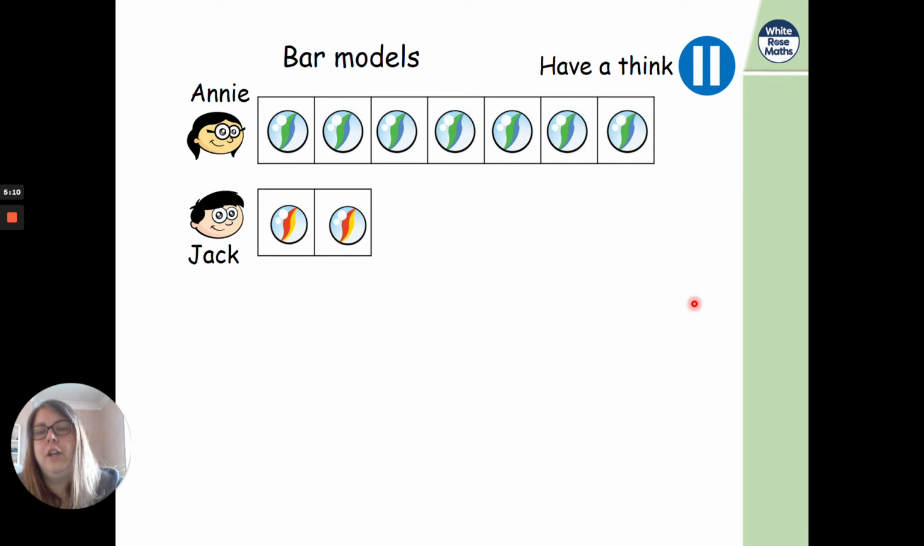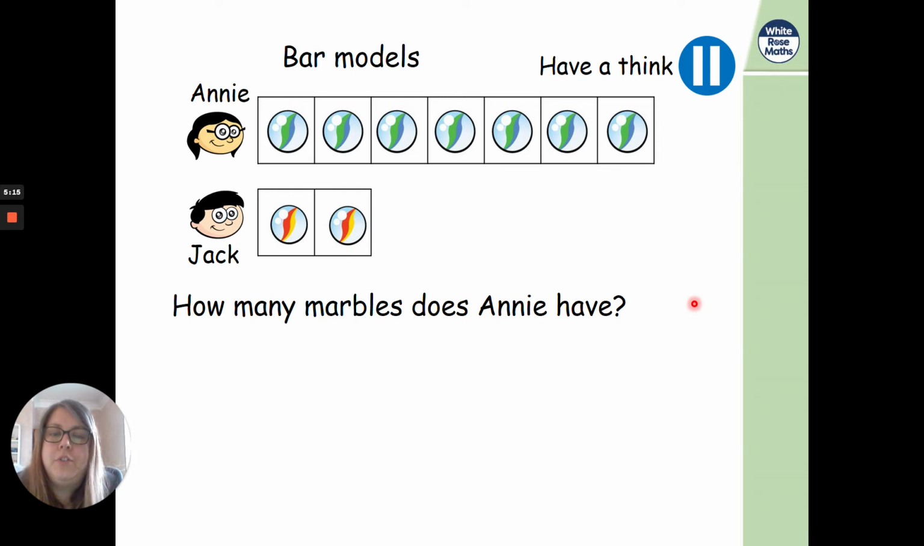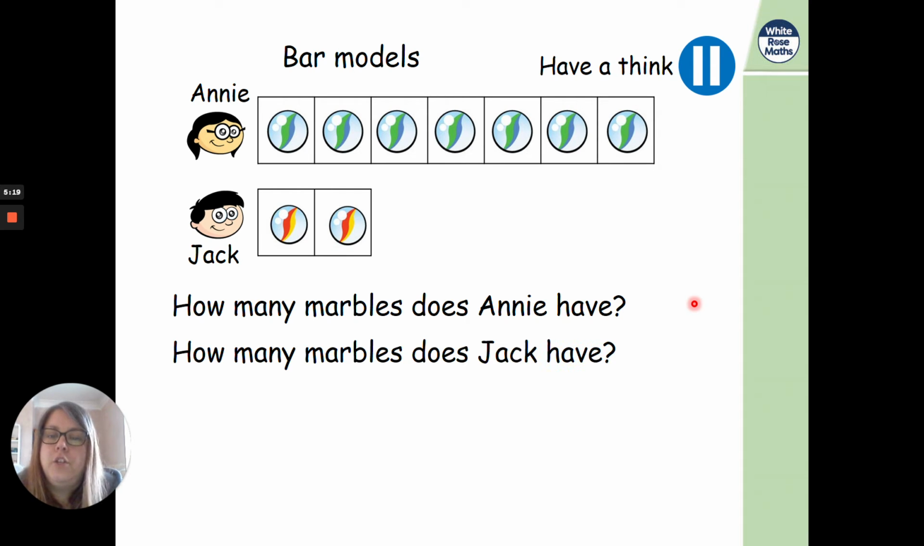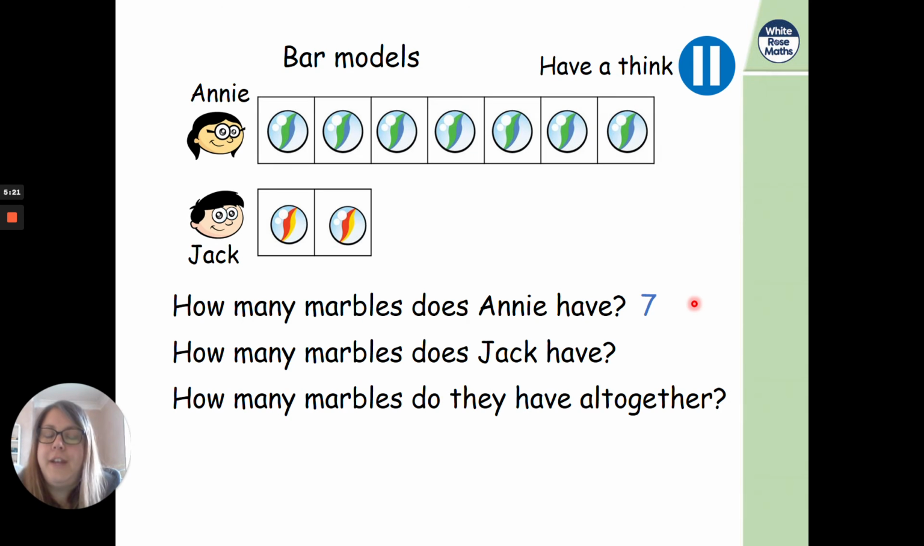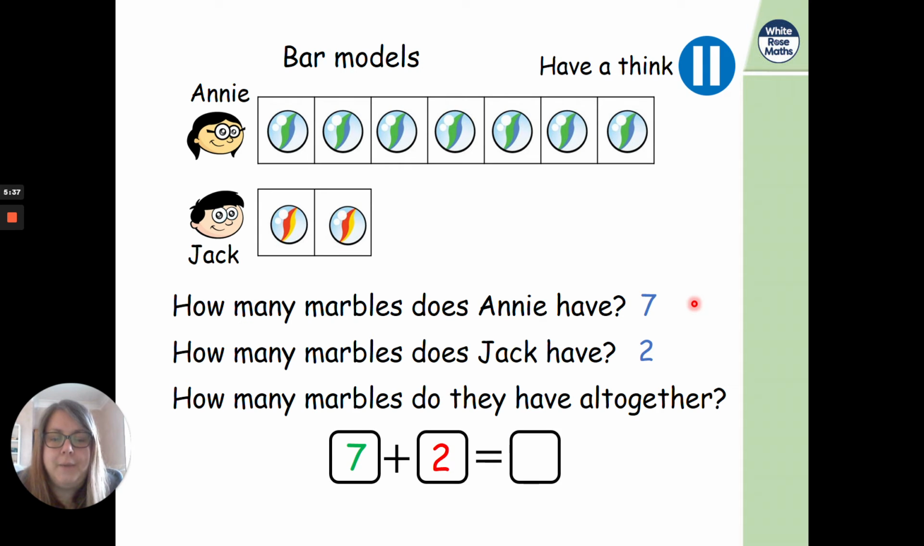So let's have a look at Annie and Jack with their marbles then. So how many marbles does Annie have, first of all? She's got 7, hasn't she? 7 marbles. So Annie's got 7 marbles. How many marbles does Jack have? Yeah, nice, straightforward, that one, wasn't it? 2. And how many marbles do they have all together? 7 and 2 makes 9. Fantastic. So we've got 7 marbles and 2 marbles, which makes 9.